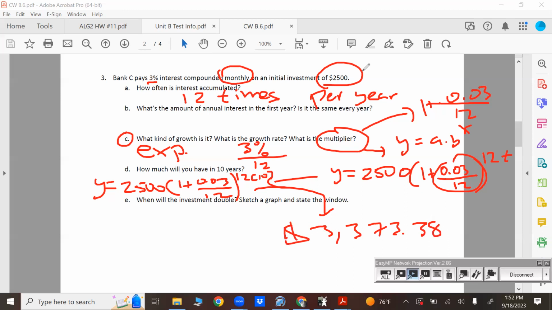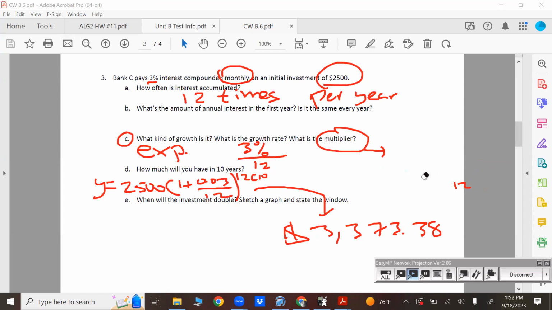So then you do 5,000. Let me erase the other stuff because it's getting a little busy here. Do we have to write out the equation for E, or can we just put it in the graph? Actually, let's do part E really quickly, just to get it out of the way.